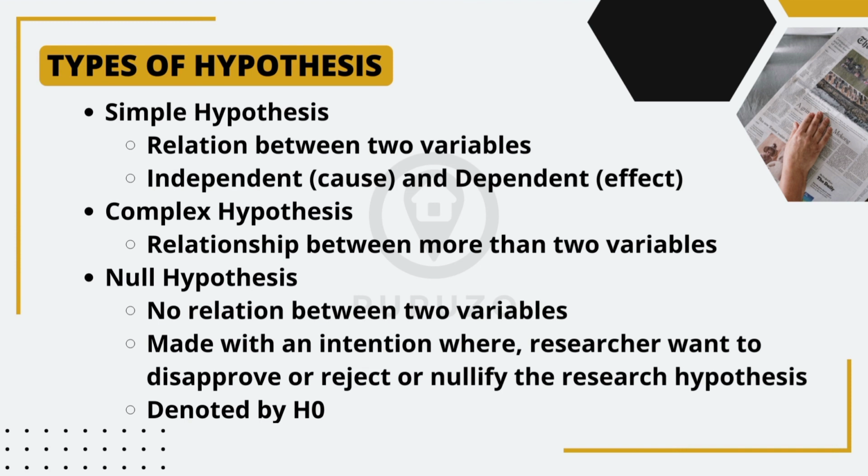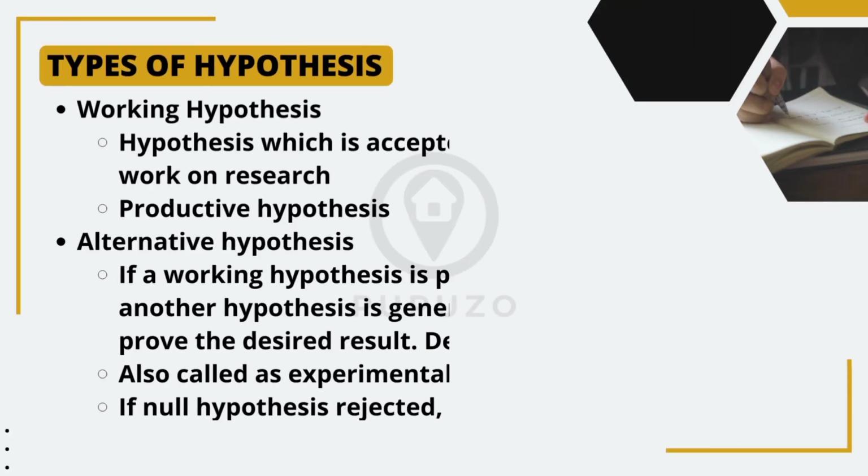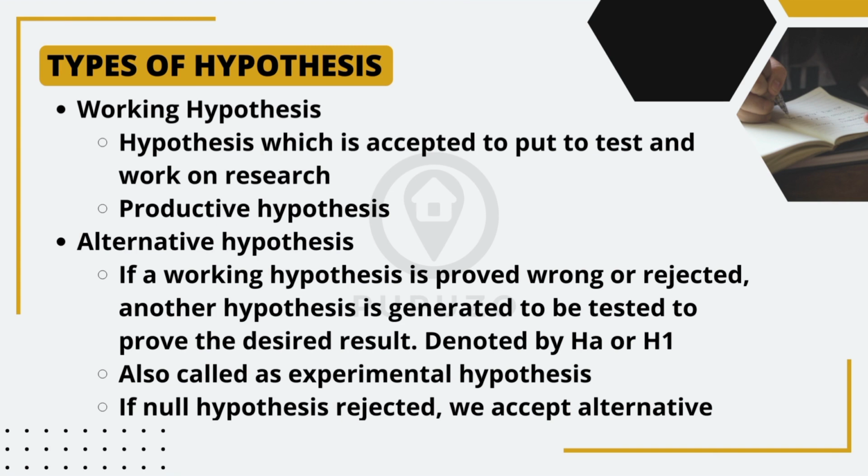The working hypothesis is a hypothesis that is accepted to put into practice and test during the research. It is also known as the alternative hypothesis or the experimental hypothesis. If the working hypothesis is proven wrong or rejected, another hypothesis is generated and tested to achieve the desired result. The working hypothesis is denoted as H or H1.